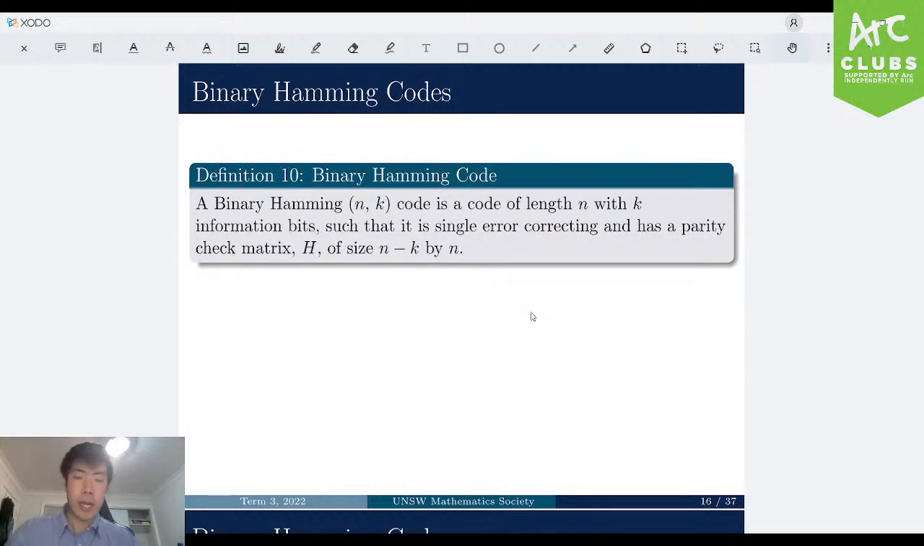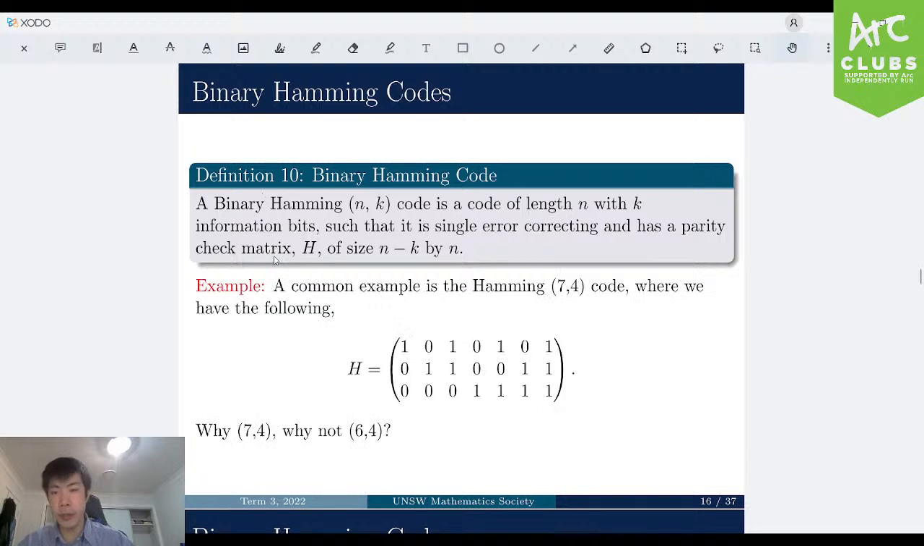All right, let's have a look at binary Hamming codes now. A binary Hamming code, with parameters n and k, is a code of fixed length n with k information bits, such that it is single error correcting and has a parity check matrix H of size n minus k by n. Okay. I'll show an example first. A very common example is the Hamming 7-4 code, where we have the following parity check matrix.